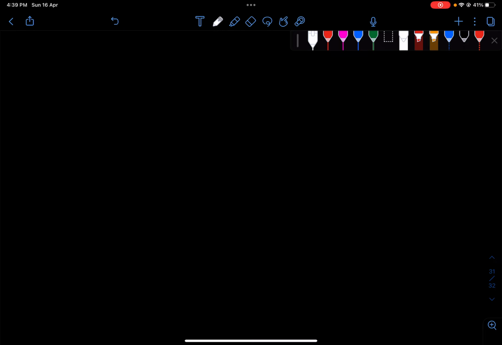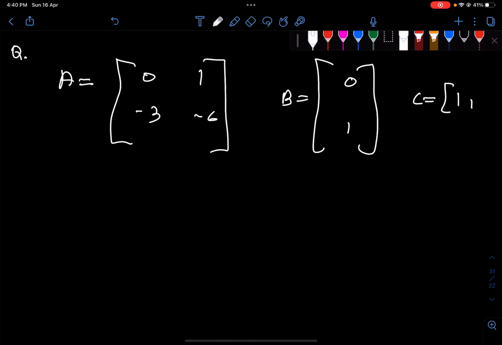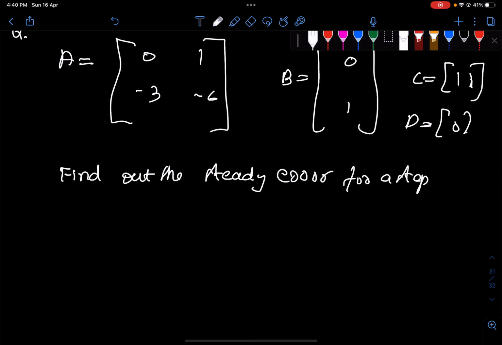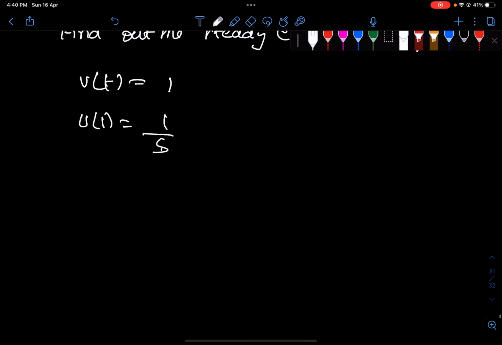So just note the question. The A matrix is given to you as [0 1; minus 3 minus 6], and B is given straight away as [0; 1]. C is given as [1 1]. D is equal to 0. Find out the steady state error for a step input. So u of t is equal to 1. So what is U of s? 1 by s.